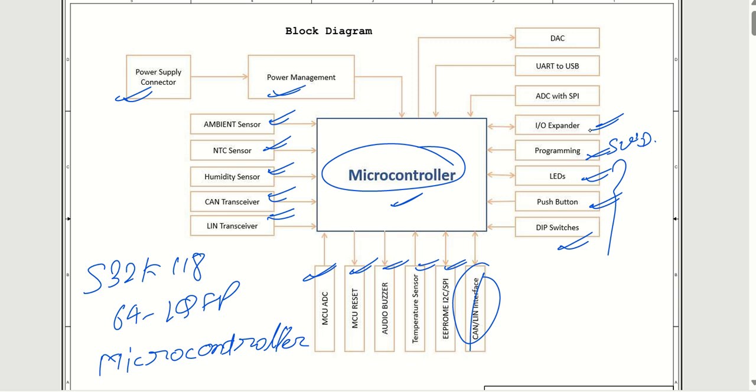Then we have ADC with SPI, a separate 16-bit ADC that I have used with SPI. And then we have a UART to USB bridge, as well as one DAC that is going to be a 16-bit DAC. So that can be used for several other purposes. All right, so let's roll into the circuit.